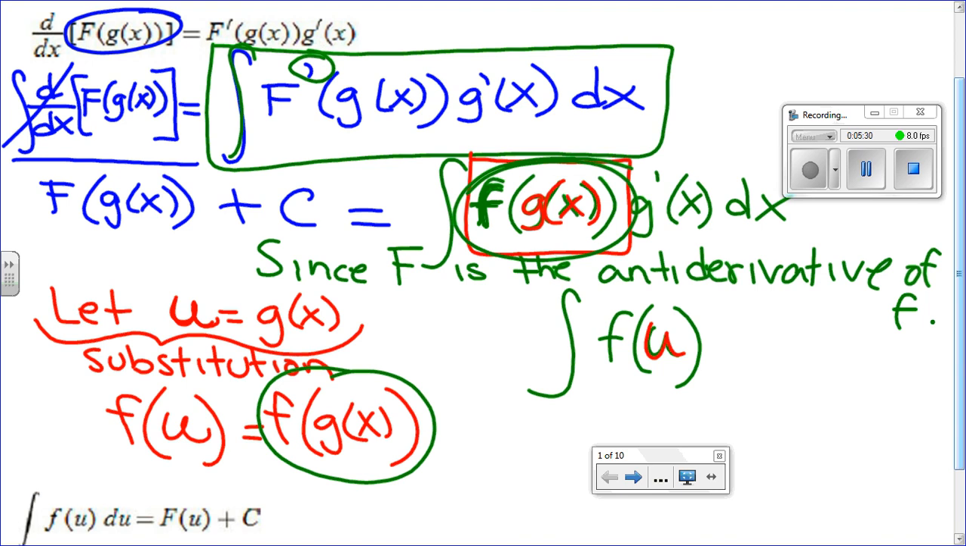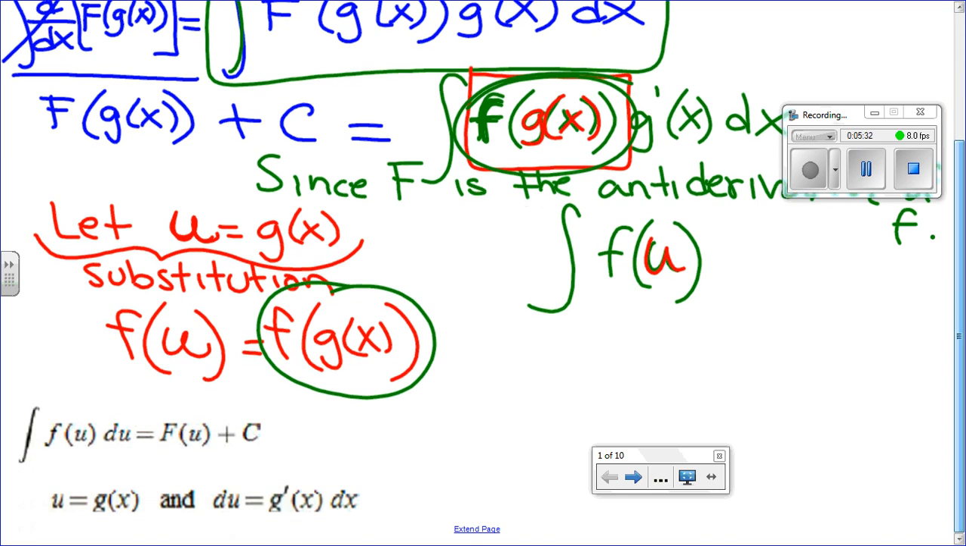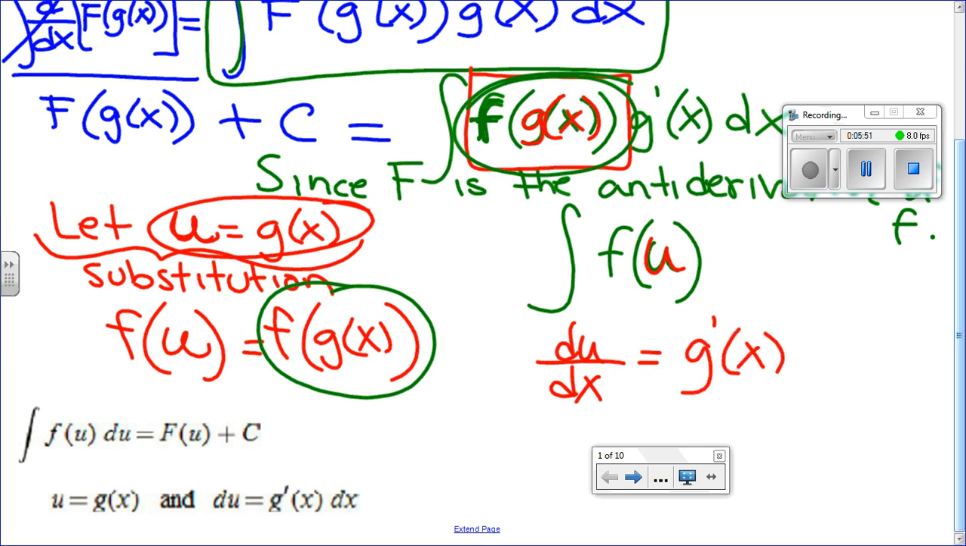Okay. Now, going back to this part, if we take the derivative of u with respect to x, we will get g prime of x. So we get the derivative from here. We're going to do several examples, so don't be terrified yet.